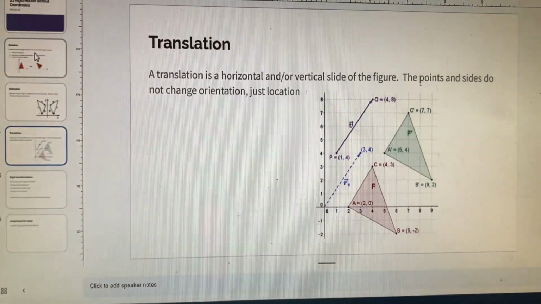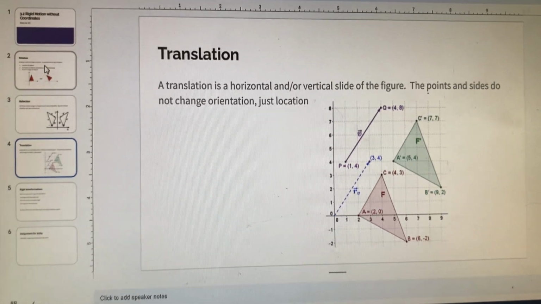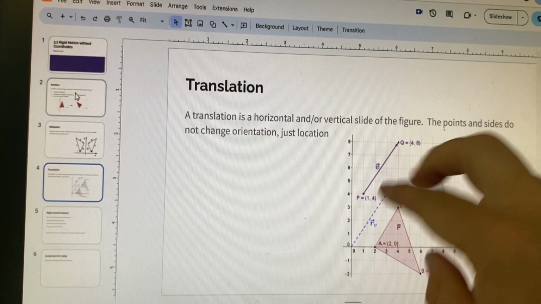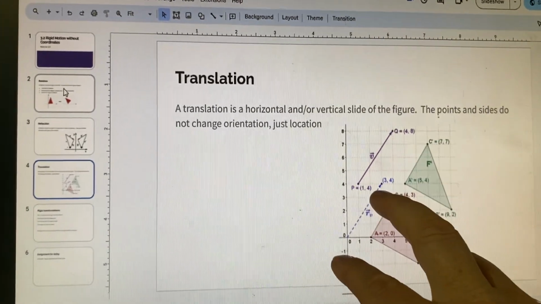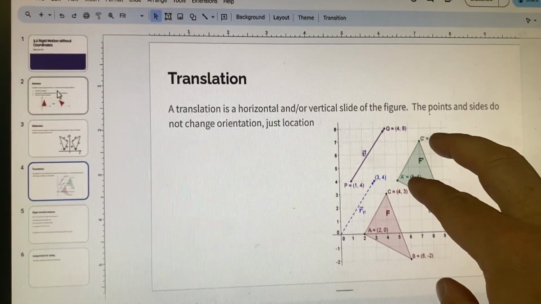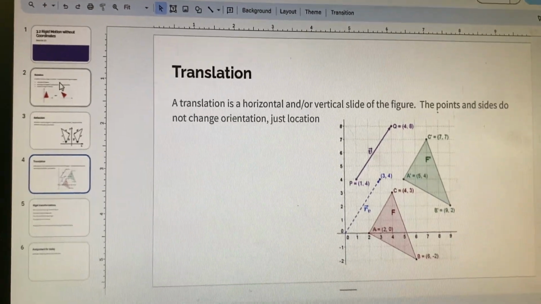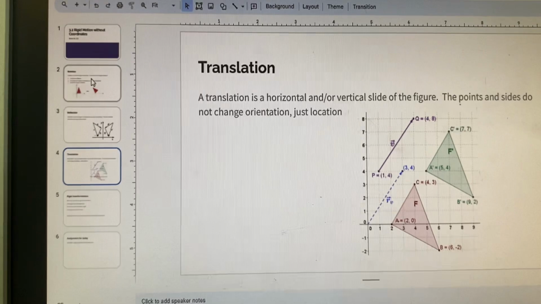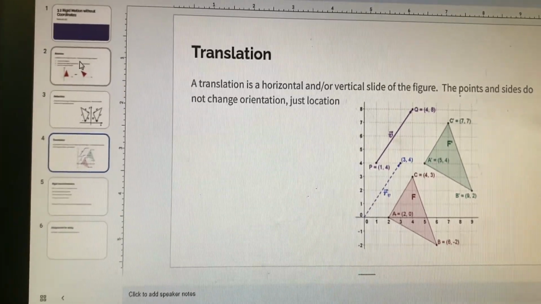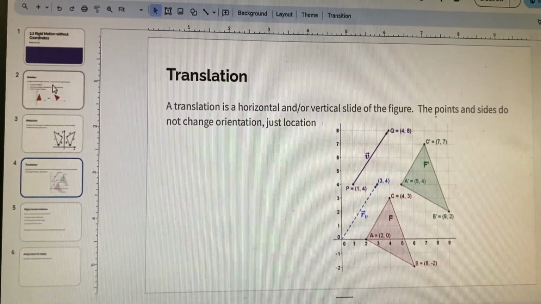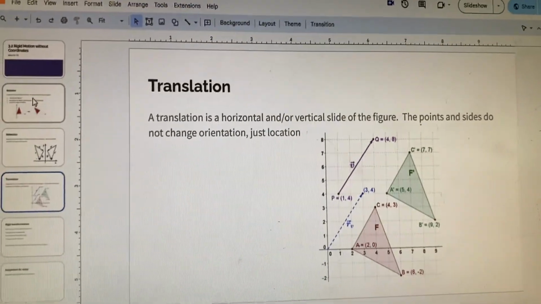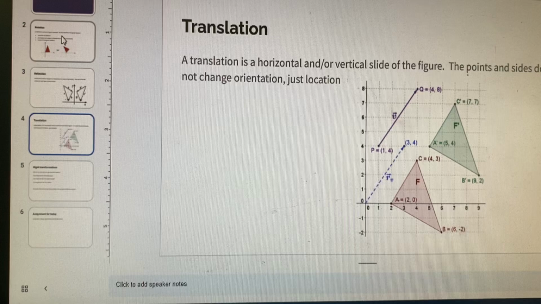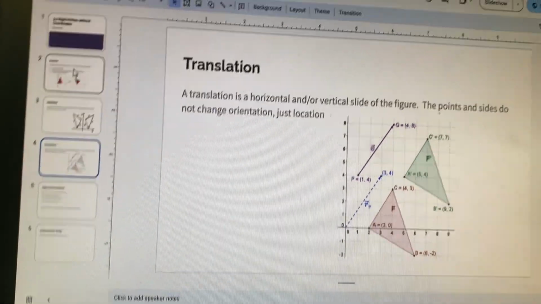Translation is the next one. We are just moving stuff. So we have this line, this ray, and we're translating it down here, or we have this triangle and we are translating it down here. It just slides things over. This is much easier to do in the coordinate plane, because then we're going this many units right or left, this many units up or down. But as it so happens, today we're just looking at sliding it over.